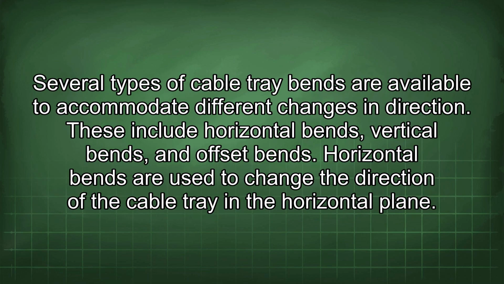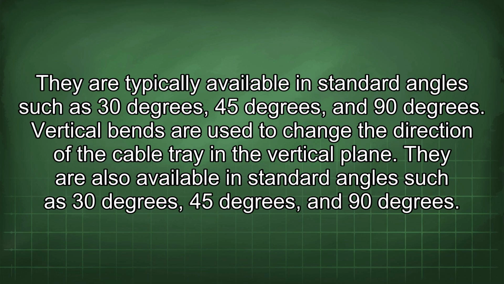Several types of cable tray bends are available to accommodate different changes in direction. These include horizontal bends, vertical bends, and offset bends. Horizontal bends are used to change the direction of the cable tray in the horizontal plane. They are typically available in standard angles such as 30 degrees, 45 degrees, and 90 degrees.